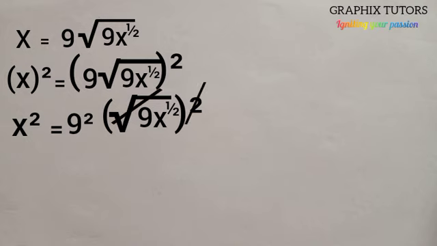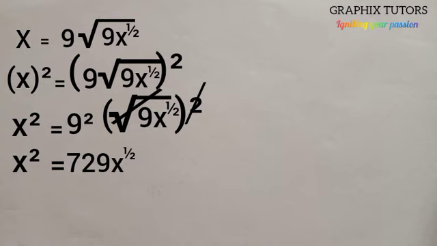So we'll be left with 9x to the power 1 over 2. Now if I multiply 81 and 9, I'm going to have x squared equals 729 times x raised to the power of 1 over 2. Now the aim is to make x stand alone, so I'll divide both sides by x to the power 1 over 2, just for x to come together with the other x at the left-hand side.